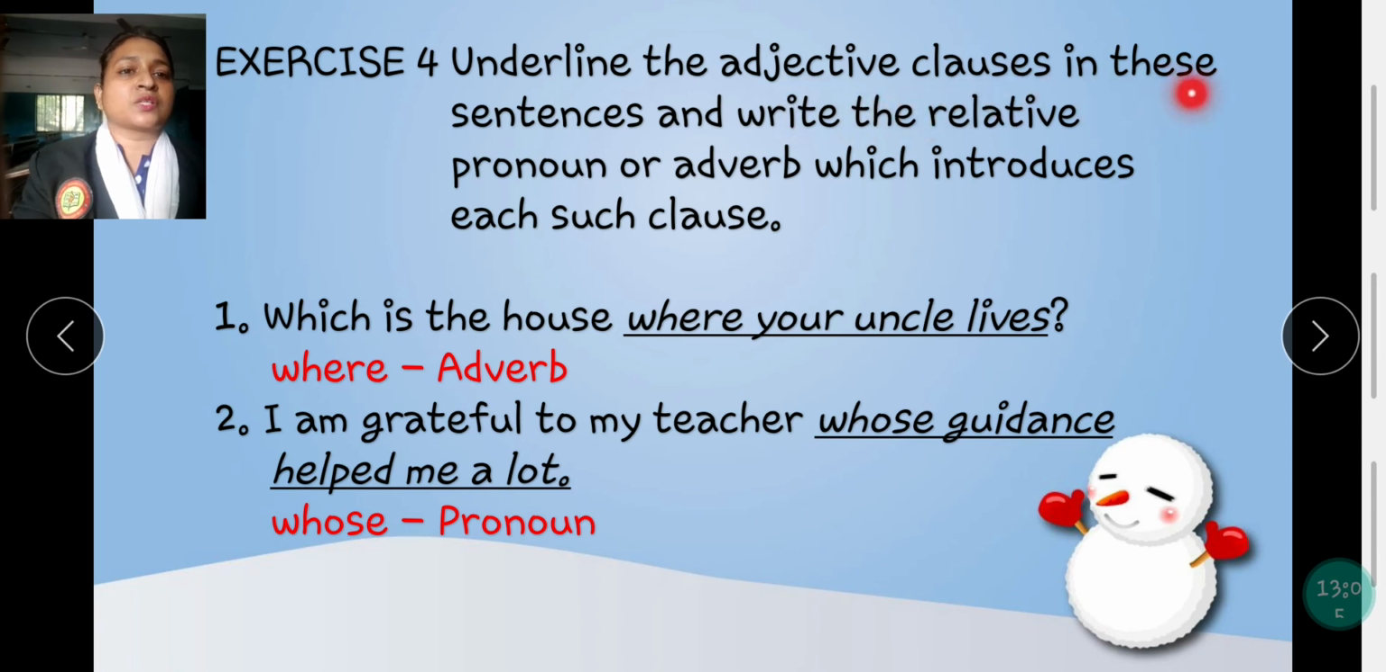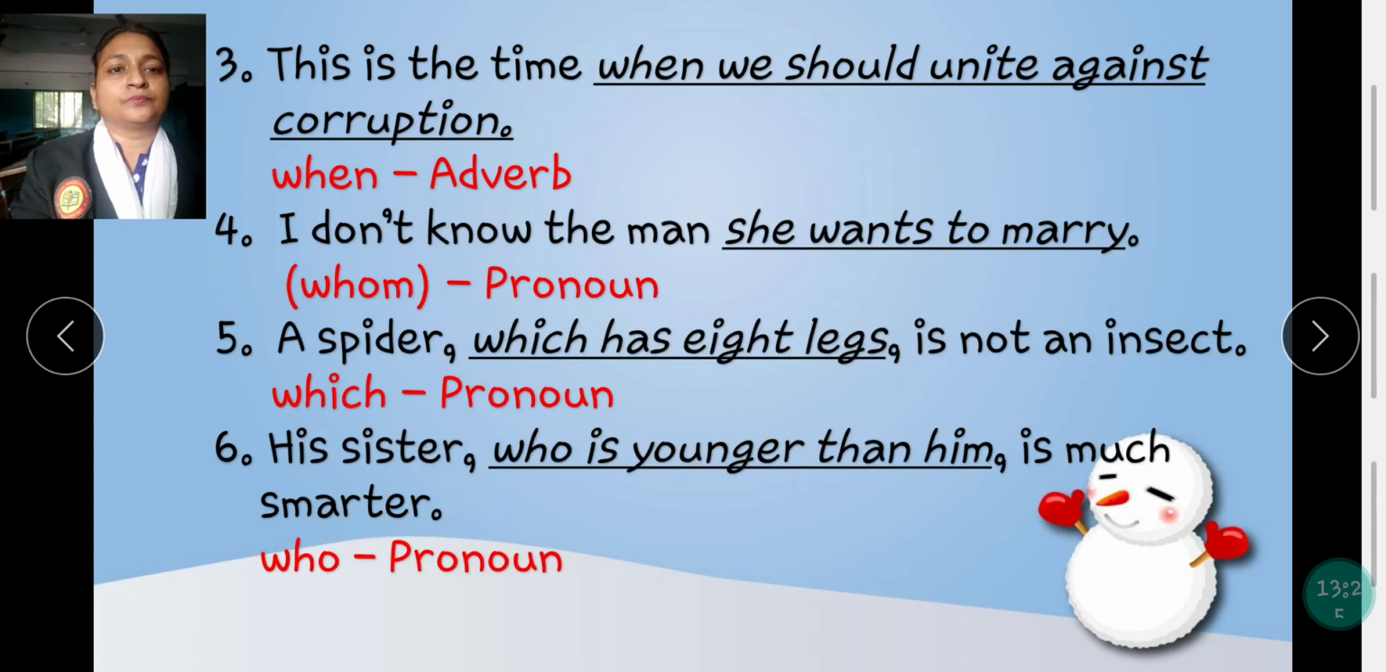Underline the adjective clauses in these sentences and write the relative pronoun or adverb which introduce each such clause. Which is the house where your uncle lives? Now where is adverb. I am grateful to my teacher whose guidance helped me a lot. Now whose is pronoun here. This is the time when we should unite against corruption. When is adverb. I don't know the man she wants to marry. Now here there is a hidden conjunction. Now that is whom. So whom is pronoun here.